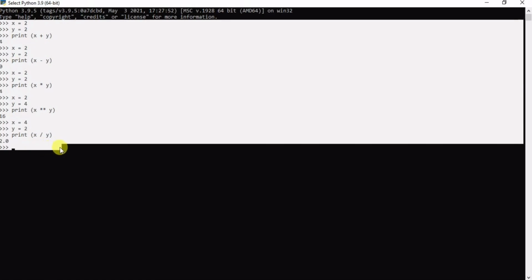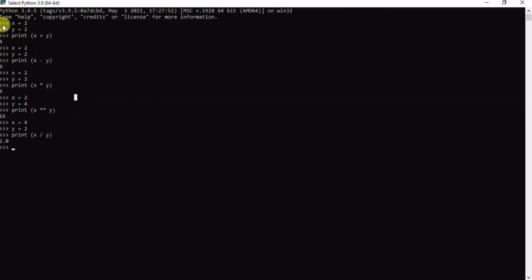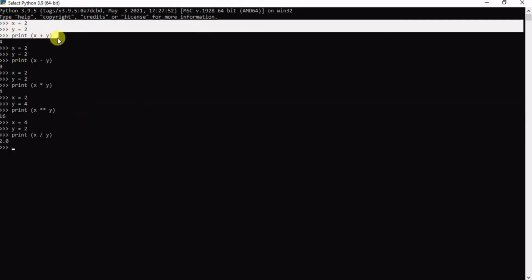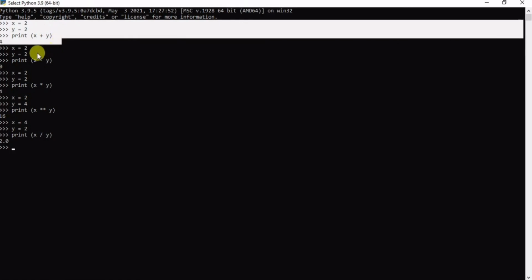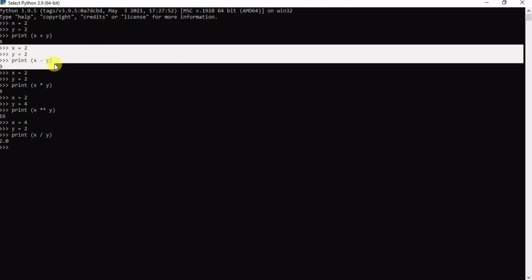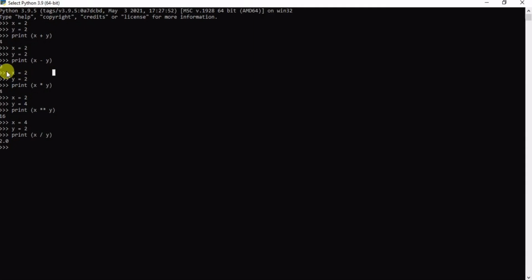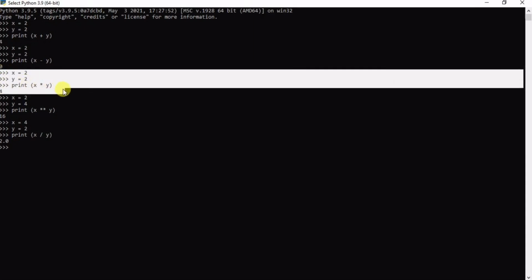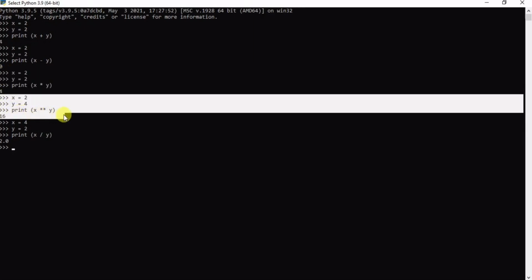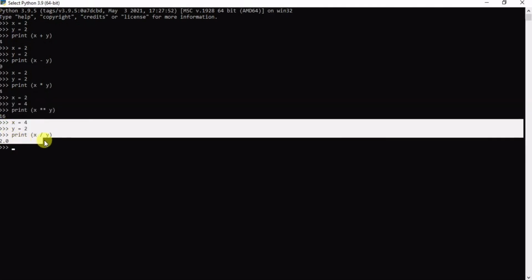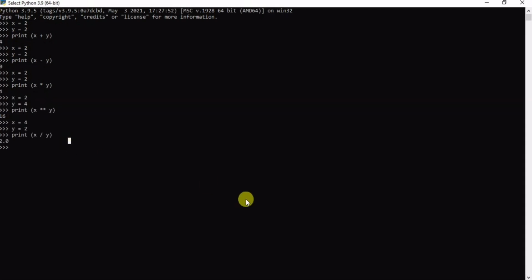So this is how we can use the arithmetic operators in the Python programming language. This one is for addition, this is for subtraction to minus the value, this is for multiplication, this is the exponential, and this is division.